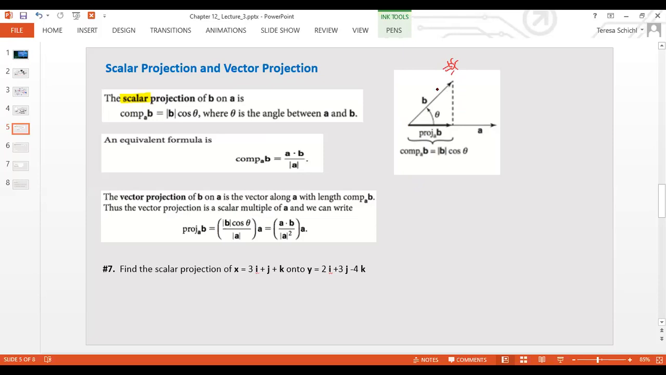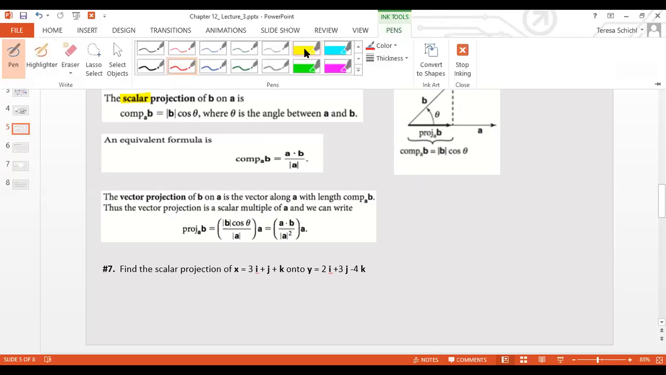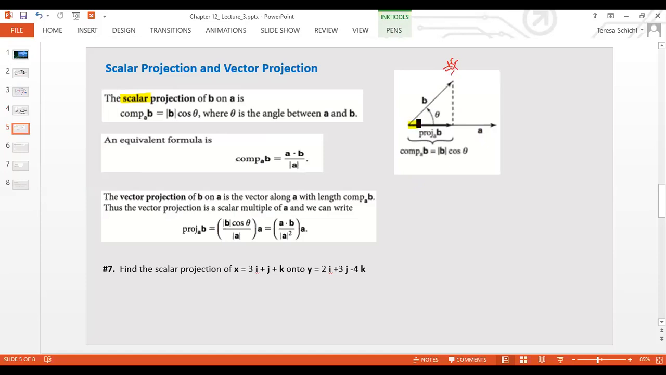So what is the scalar projection? The scalar projection is basically the length of this shadow. Because it's a length, that's why we call it a scalar. The notation is the component of B over A, meaning the sun is here and it is the shadow of B over A.